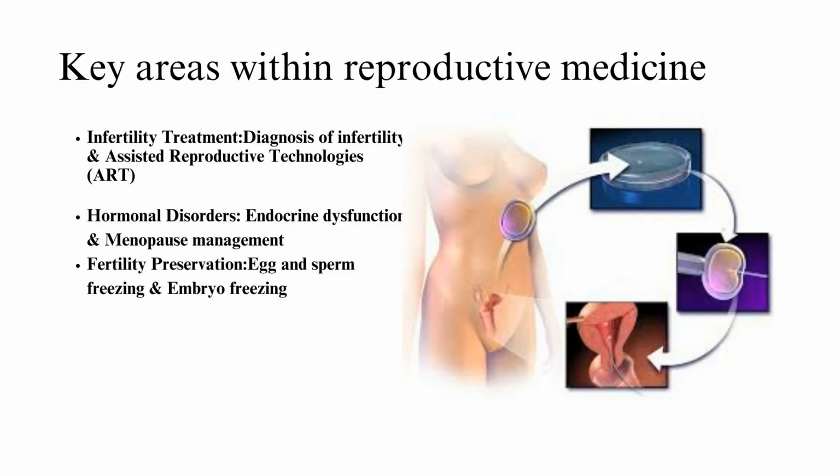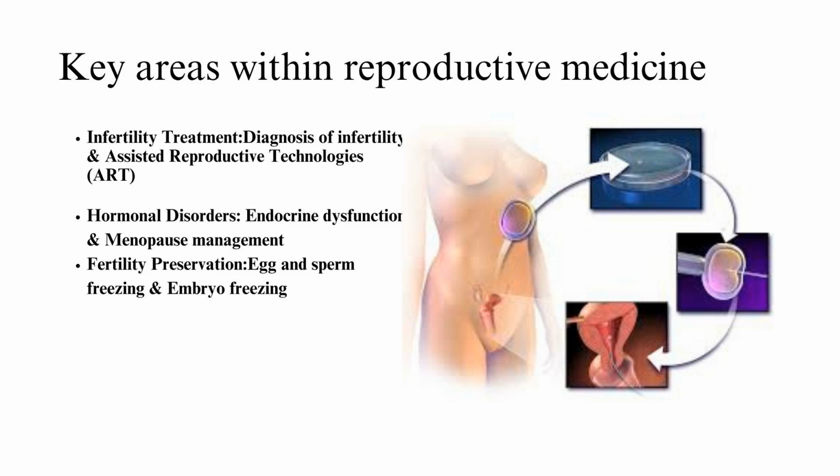Key areas within reproductive medicine include, first, infertility treatment. Diagnosis of infertility: understanding the causes of infertility in both men and women, e.g., ovulation disorders, sperm quality, tubal blockages, etc. Assisted reproductive technologies, ART. These include techniques like in vitro fertilization, IVF, intrauterine insemination, IUI, egg freezing, and sperm donation aimed at helping couples conceive when natural conception is not possible.